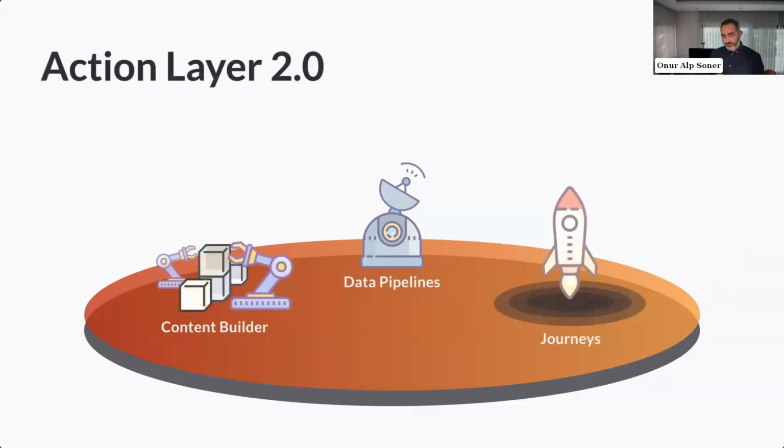Thus, we are calling this action layer 2.0. So journeys and content builder, the things that I will be talking about today, are part of this new layer. But an important way to think about these new functionalities is as a new layer that will enable you to use the entire data set that you already have in Countly and act on that data to basically discover the potential of your data in full, right?